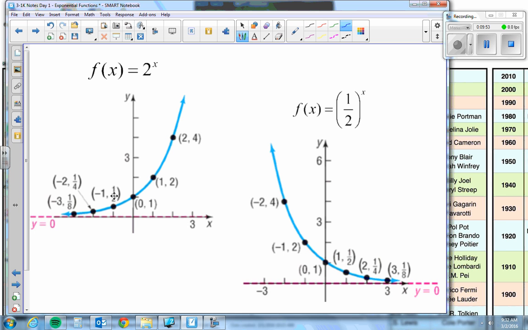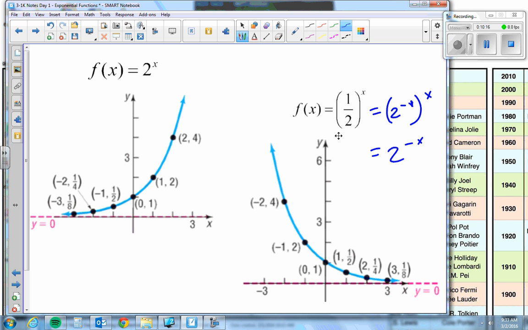Like I said, just in general, you should realize that if the base is bigger than 1, then you have a growth function. If it's less than 1, then it's a decay function. Also, you should realize that this I could rewrite as 2 to the power of negative 1 to the power of x, or just 2 to the power of negative x, which means it's really just a horizontal flip of this one. And so you can do it either way.